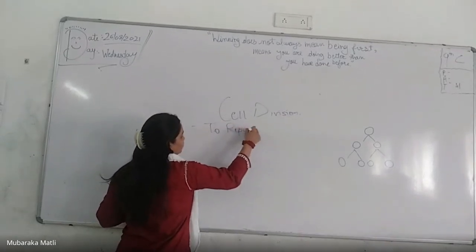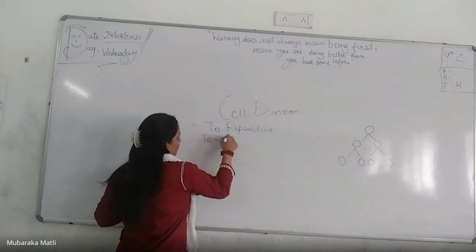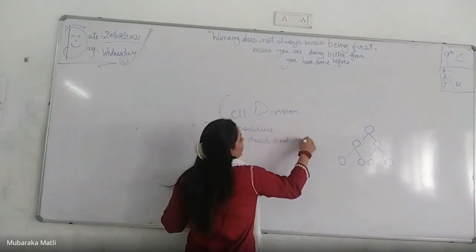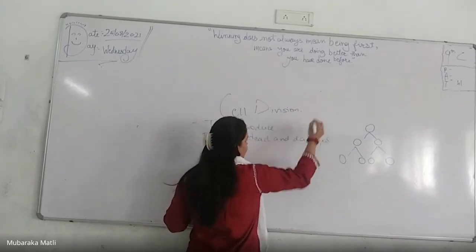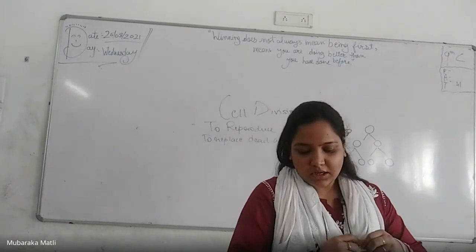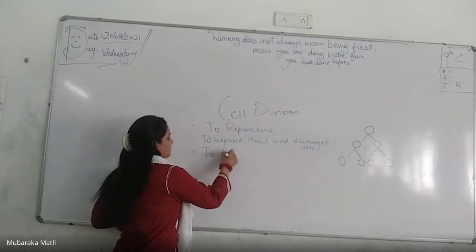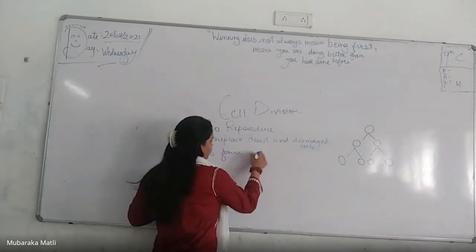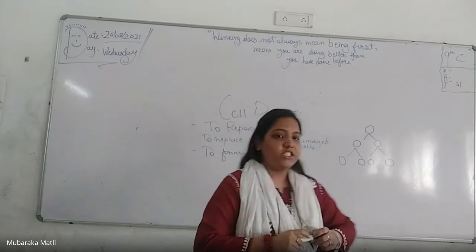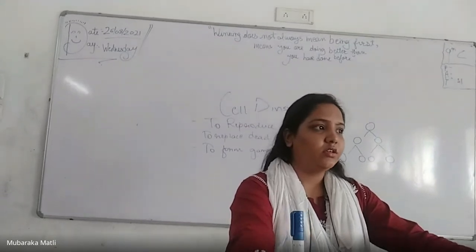To reproduce, replace dead and damaged cells, injured cells. Other than that, it is also required to form gametes. What are gametes? The cells which are needed for reproduction are called gametes. Correct? Understood? Clear?